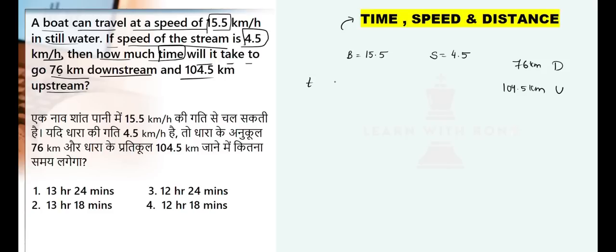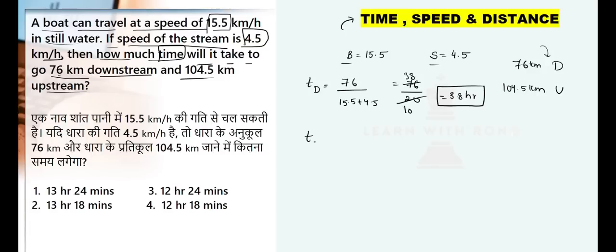So first, the time taken to go downstream. Time taken to go downstream is nothing but distance upon speed. What is the downstream speed? Boat speed plus stream speed, right? So 15.5 plus 4.5. So 76 divided by 15.5 plus 4.5, that is 20. So 2 tens are 20, 38. So 3.8 hours to go downstream.